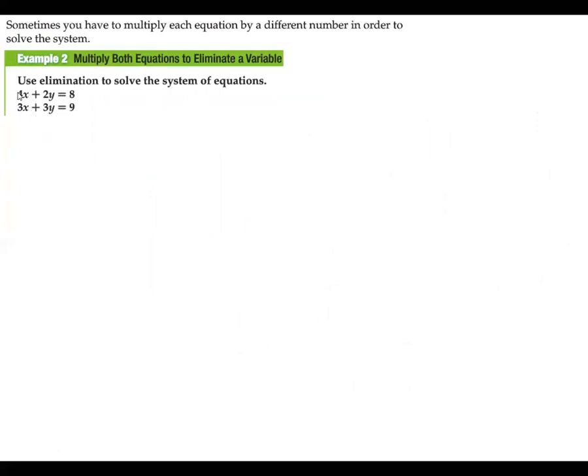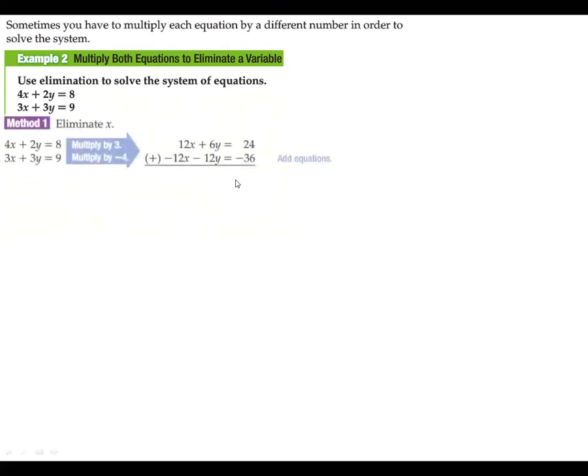4 is not a multiple of 3, and 2 is not a multiple of 3 either. So I can't just multiply one of the equations by one number and get one of the coefficients to be opposite. So I have to adjust both of the equations. When that happens, you can multiply each equation by the coefficient of the other one and just make sure one of them is opposite when you finish.